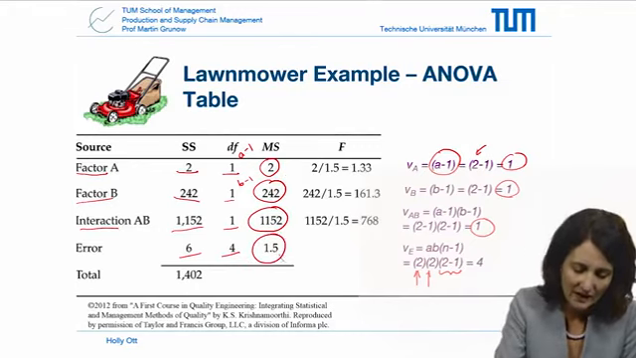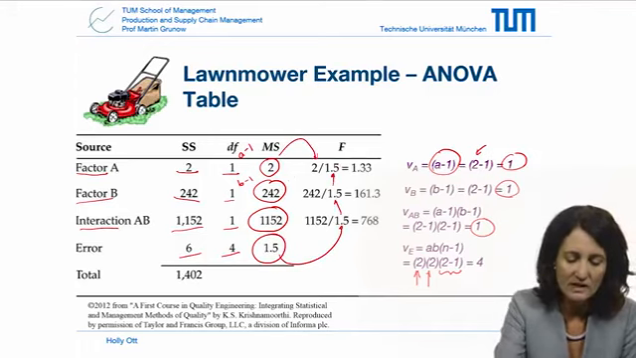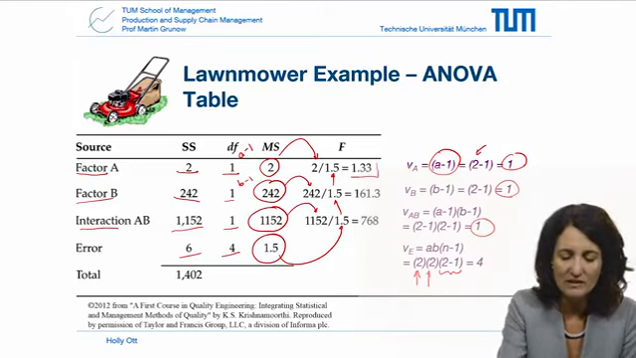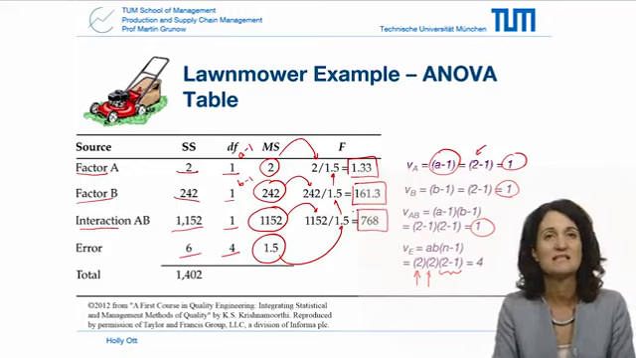We take our error and we use it to calculate our F value. We take our mean square value for each, and we get F values. For factor A, it's 1.33. For factor B, it's 161.3. And for the interaction, it's 768.